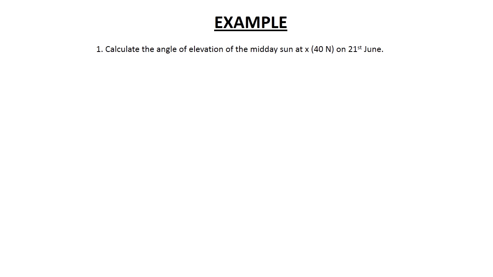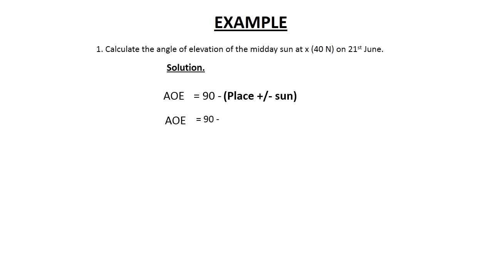And on 21st June, where is our sun? On 21st June, the sun is overhead in the northern hemisphere. So here it will be like this. Here is our solution. Angle of elevation is equal to 90 degrees minus place plus or minus sun. So here is our formula.